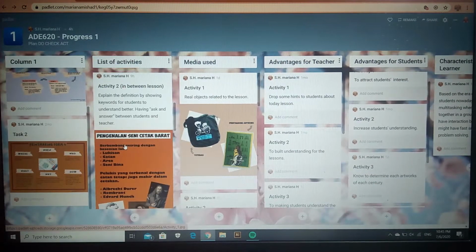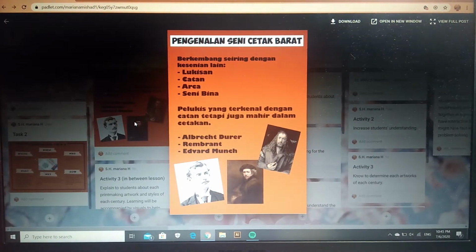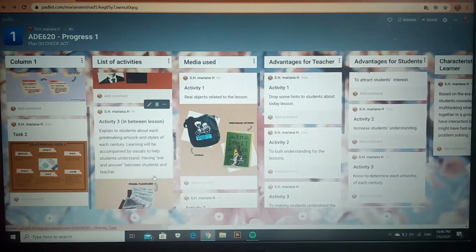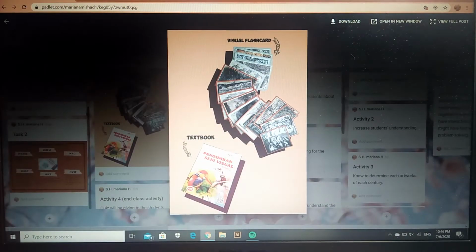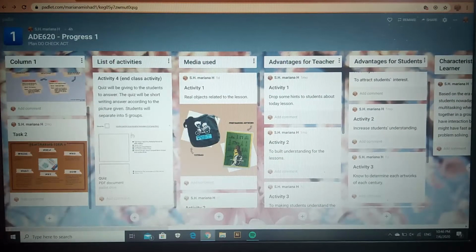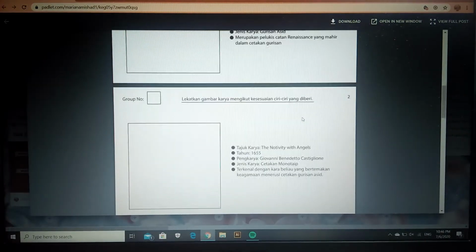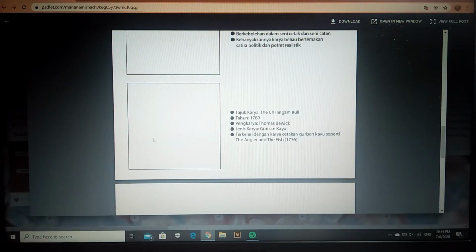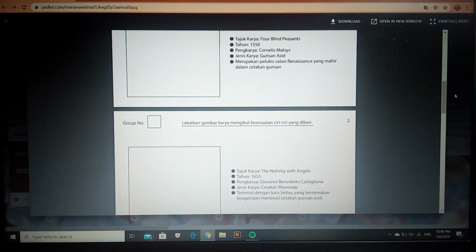Next, for activity 2, the first in-between lesson, I will use Manila card, on which I will write the keywords and also attach some important artists. For activity 3, in between lesson 2, I will use the textbook and also visual flashcards. Next is activity 4. This is the quiz session, so I will use a couple of pages for the quiz with empty boxes and a characteristic beside the boxes, and I will also provide them some pictures to fill in the empty boxes.